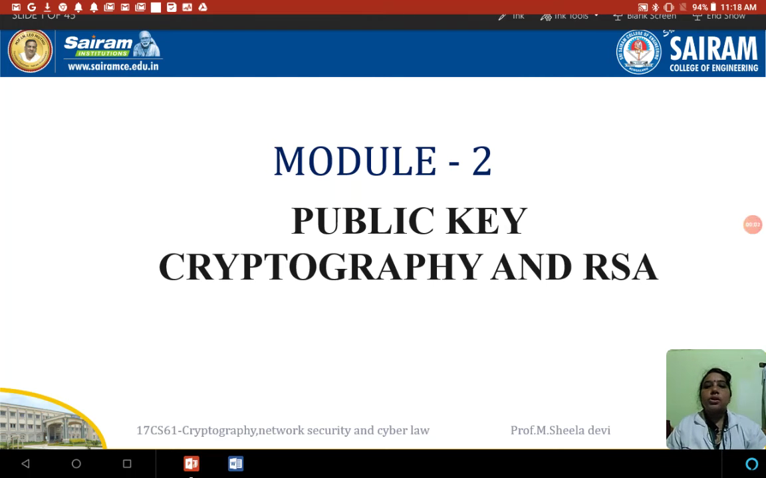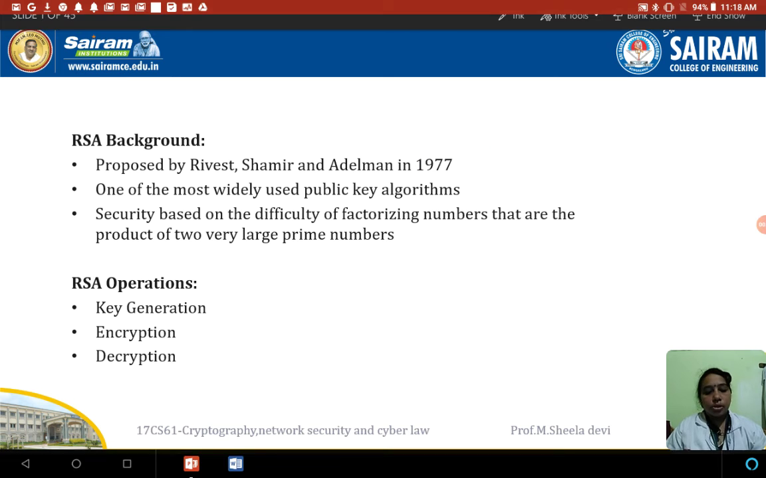Today we are going to see module 2, that is public key cryptography and RSA. So all of you would have already studied public key cryptography. What is public key cryptography?